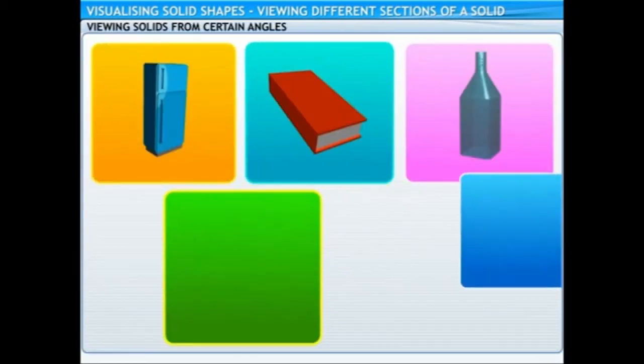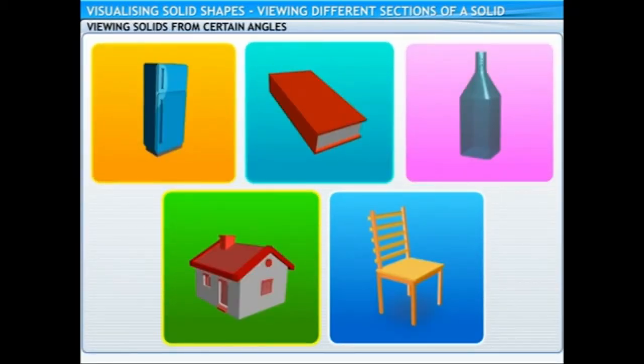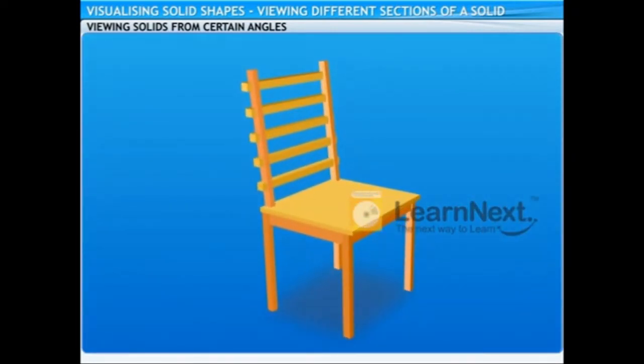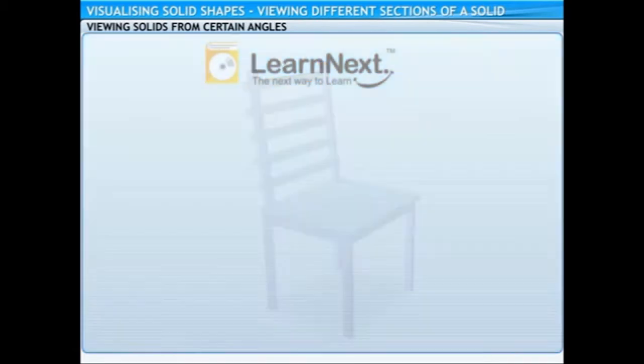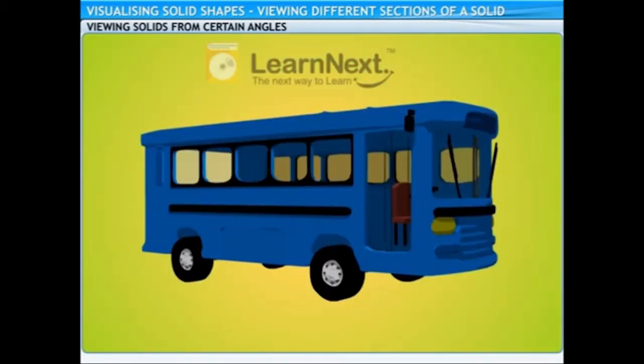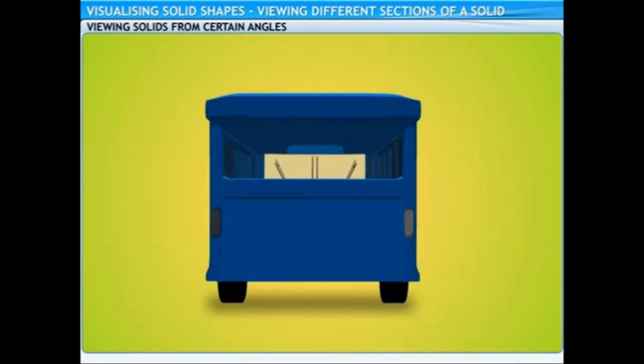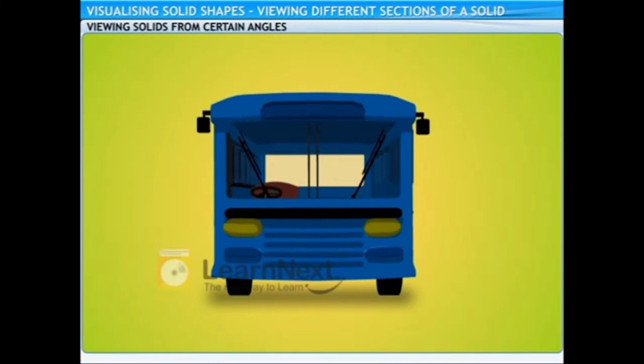Look at the objects shown here. You can see that each of these have length, breadth, and height or depth, and so are called 3-dimensional shapes. Did you know that 3-dimensional objects can look different from different positions? Take a look at the bus given here. You can look at this bus from different angles, and from each angle, it will look different.